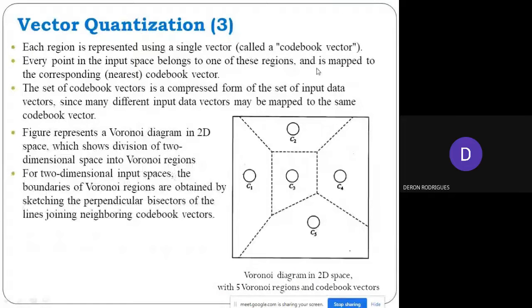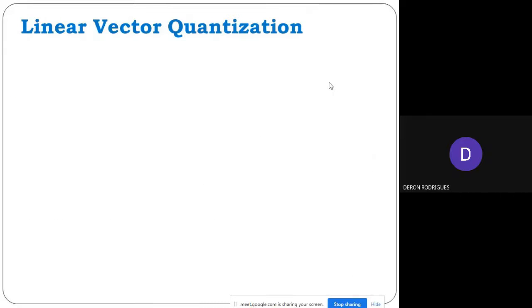Okay, now we go to the actual part of today's class, that is linear vector quantization. Linear vector quantization is one of the techniques included in Unit 3. That is the reason I first explained what vector quantization is, and now we will move to linear vector quantization, which is an application of winner-take-all networks to solve the problem of classification.